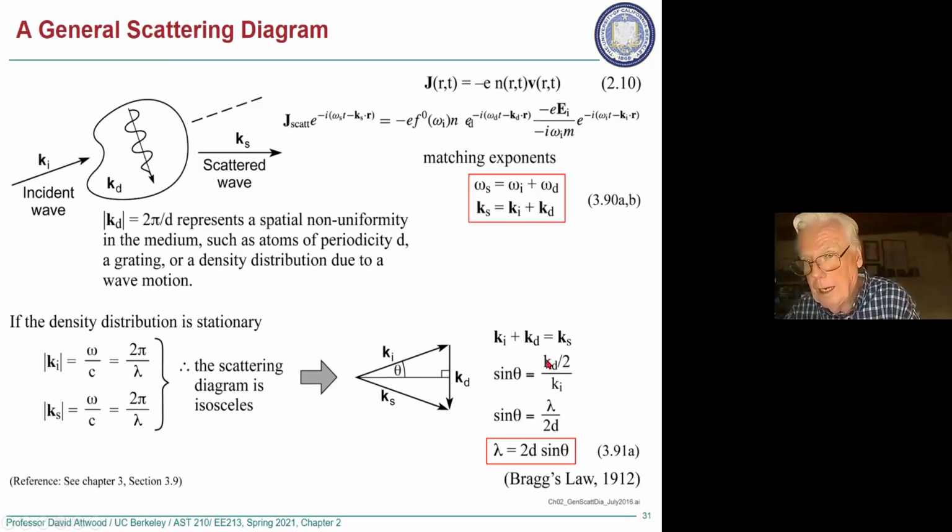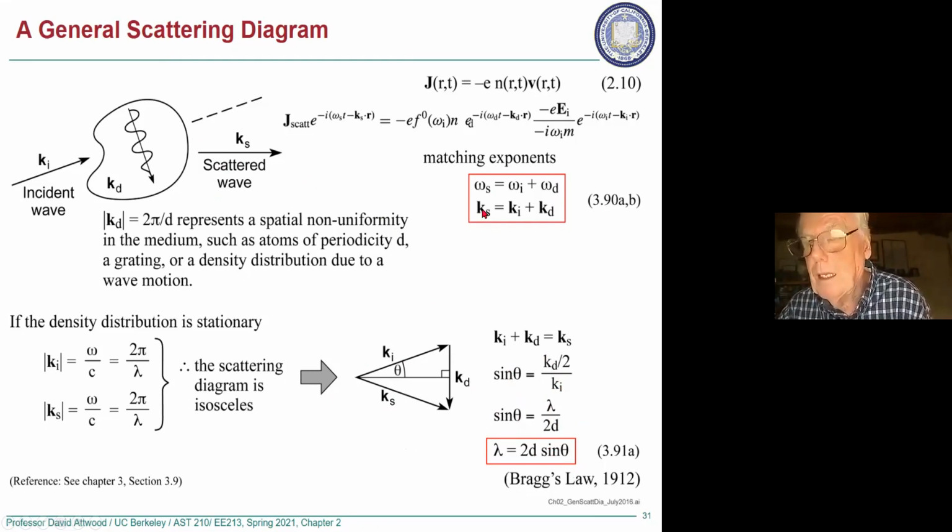There's a lot of 2 pi's here. You can get rid of them. And this will be 2 pi over lambda. The lambda goes to the top. And this is 2 pi over d. The d goes to the bottom. The sine of theta equals lambda over 2d. Or if you solve, lambda equals 2d sine theta. This is Bragg's law. So we've used these very general scattering relationships in a practical case.